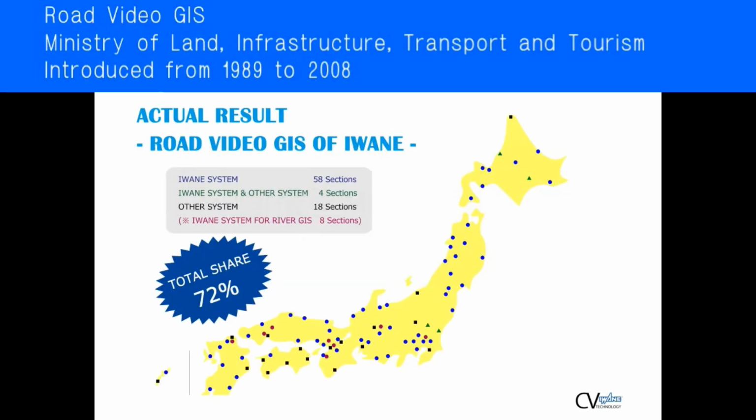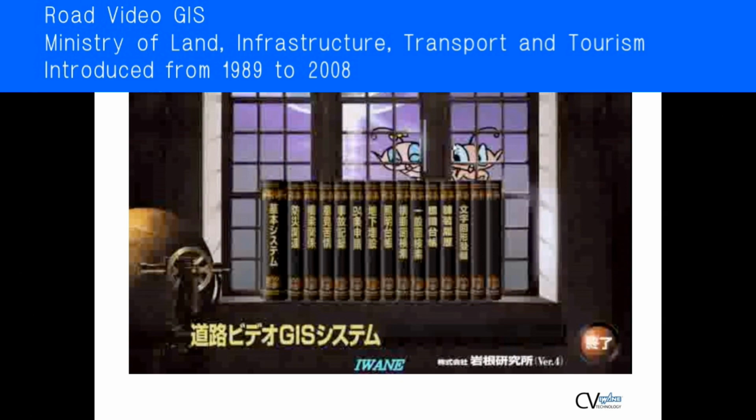More than 30 years ago, we had created the prototype of the current system and had a 72% share of the MLIT market. At that time, it was a two-dimensional video GIS system, not yet a three-dimensional one. Here is the system that was used at the National Road Office.